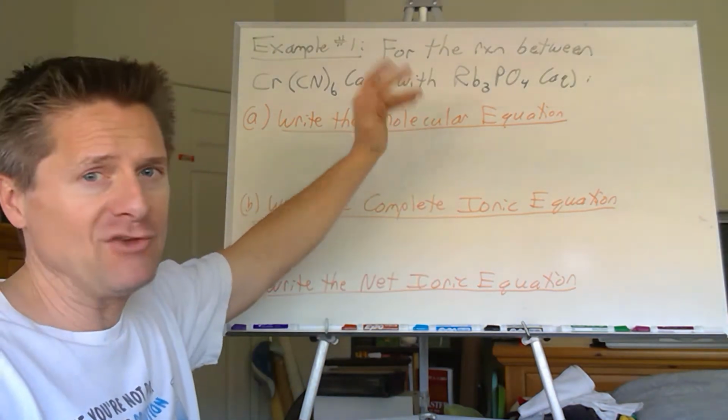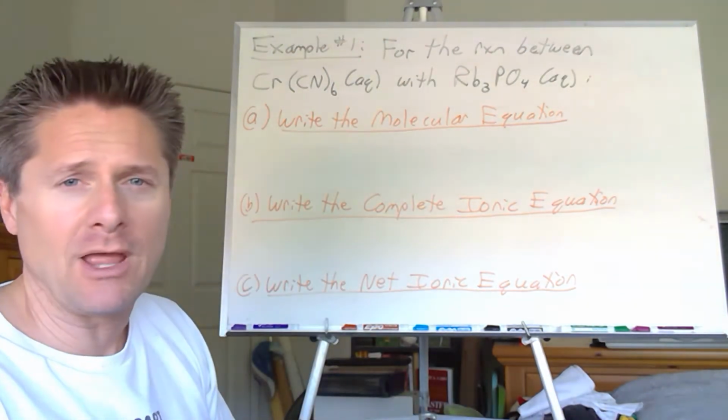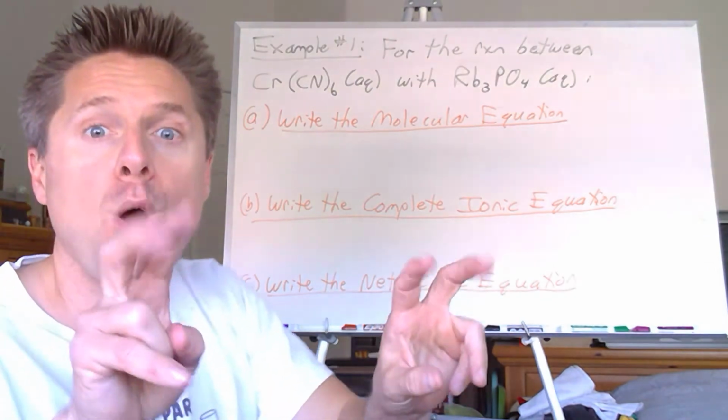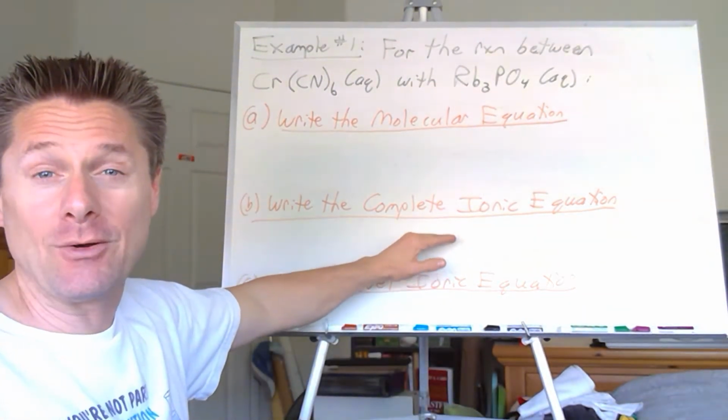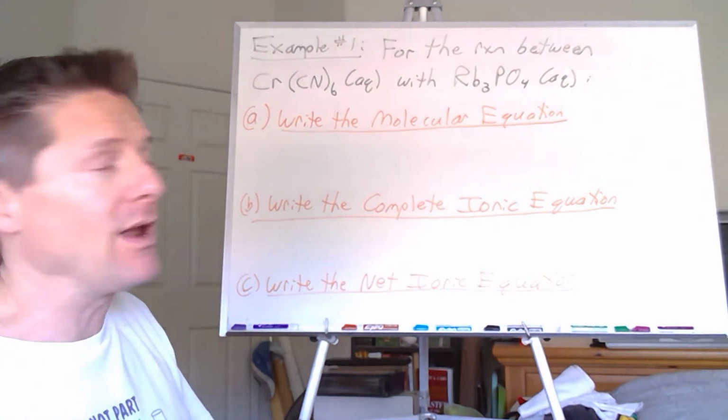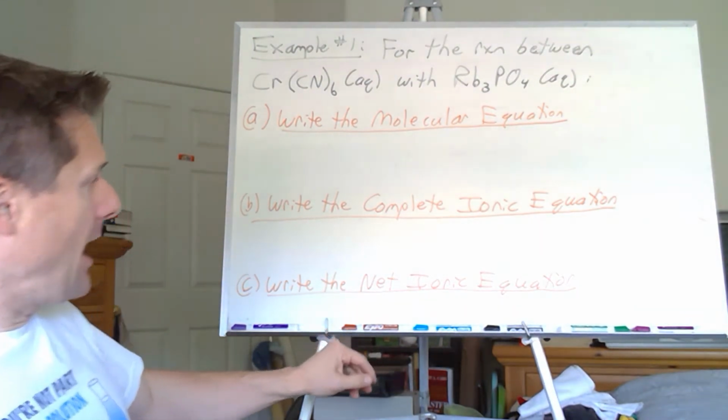Remember, in the molecular equation, you're not worried if something's a strong or weak or non-electrolyte. Doesn't matter. You're writing everything as molecules. You only worry if it's strong or weak here in the actual ionic equations. So let's punch this out.